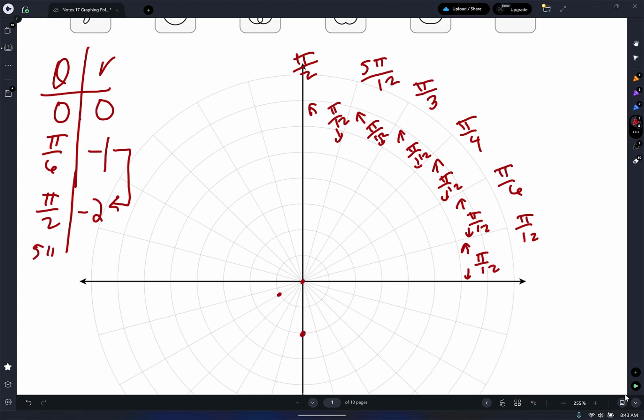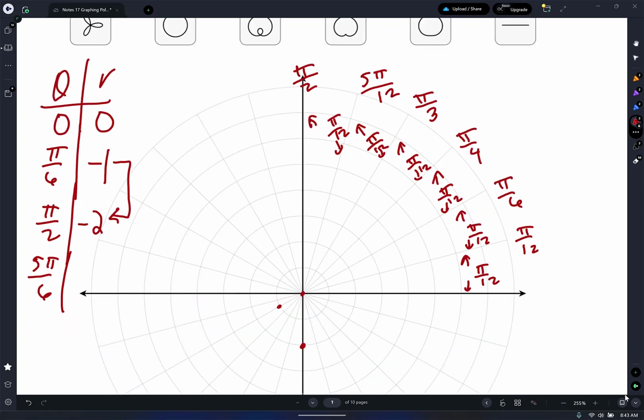I'm going to choose 5 pi over 6. And then sine of 5 pi over 6 is a half, times negative 2. Half of negative 2 is again negative 1. So 5 pi over 6, I would have been in quadrant 2, but I go backwards, I am in quadrant 4. Sorry. And then finally at pi, I'm back at 0.